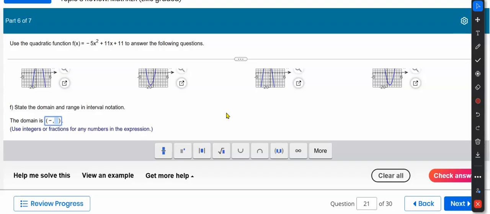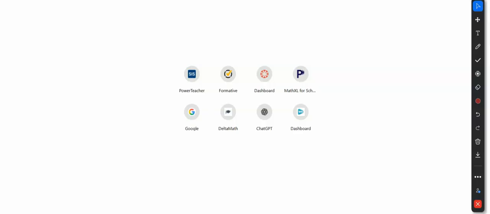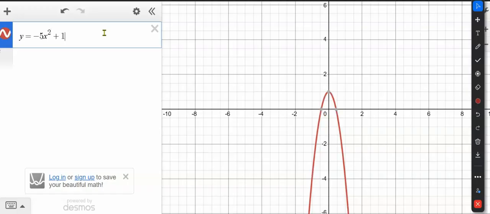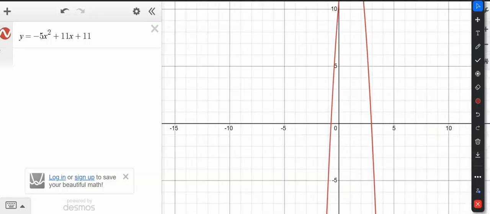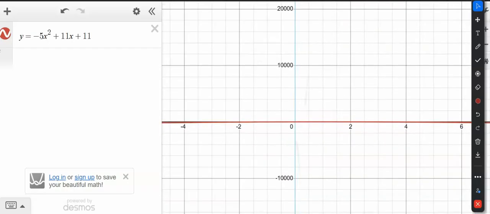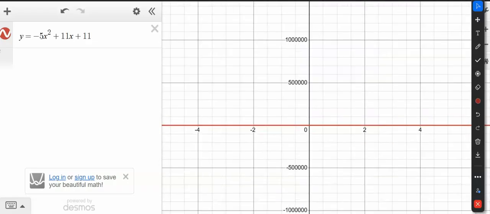If you smash the whole graph down onto the x-axis, how much of the x-axis gets covered? If that does not make any sense to you, we could go to Desmos, graphing calculator, y equals negative 5x squared plus 11x. Now, the goal is to smash the entire graph onto the x-axis. How much of the x-axis is covered by some red dot? All of it.